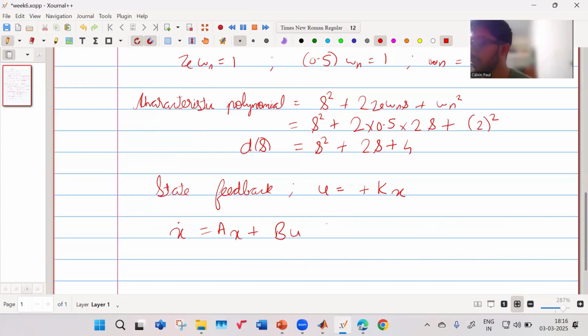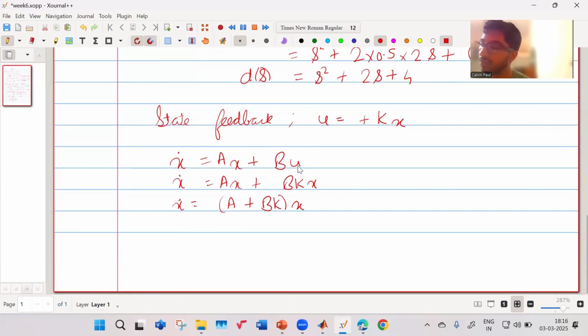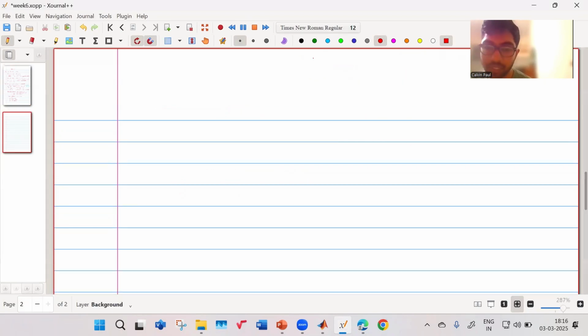So it is Ax plus Bu. So I'll put u equal to plus kx. So I'll get x dot is equal to Ax plus BK into x. So x dot is equal to A plus BK into x, right? So now I have to first find BK, right? So let me go to the next slide. What is my B?